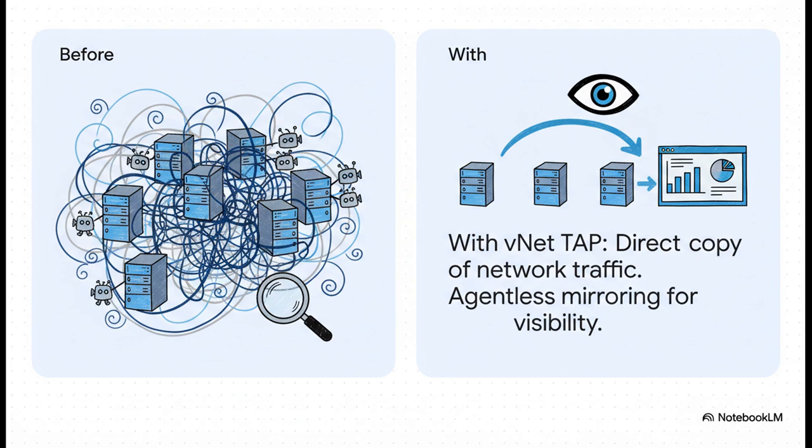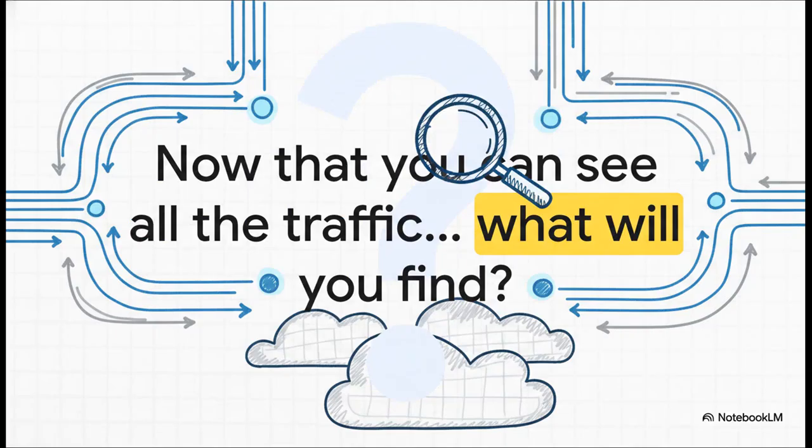So let's zoom out and put it all together. Before VNet Tap, getting this kind of visibility usually meant installing agents on every single one of your VMs. That's complex, it's costly, it can impact performance, and you still might have blind spots. With VNet Tap, you get a direct, agentless copy of the actual network traffic. It gives you that deep, foundational visibility for both security and performance that was just so much harder to get before. And that really brings us to the end here, and it leaves us with one final thought. With a tool this powerful, giving you a perfect copy of everything happening on your network, now that you can see all the traffic, what do you think you'll find?